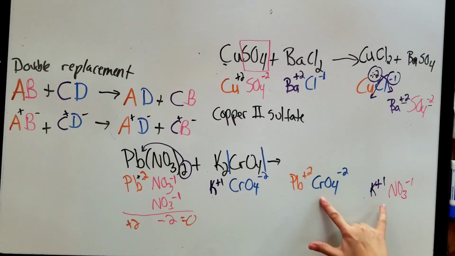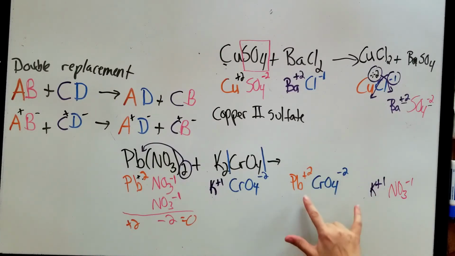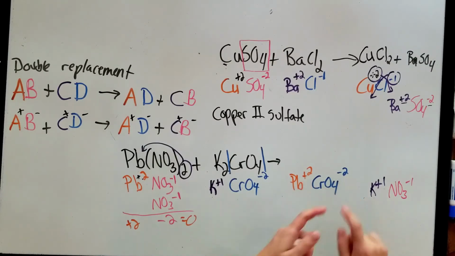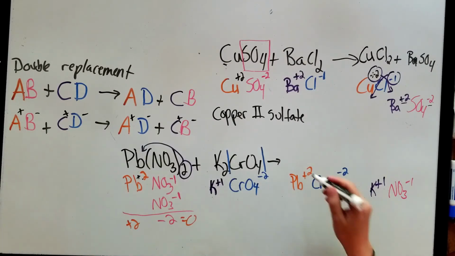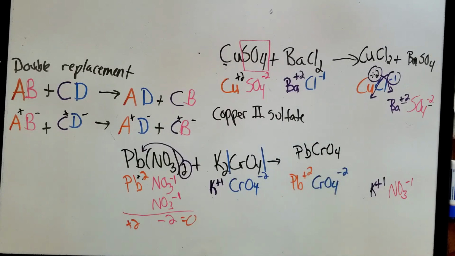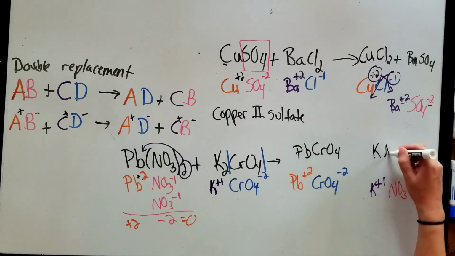So let's move to our product side and let's predict our products now that we know what all the charges should be. So we have lead +2, chromate -2. Do those charges cancel as they are? They do. So we have PbCrO4. So we need just one of each. Potassium and nitrate also cancel. A -1 and a +1 cancel out. So we just need one of each of those as well.